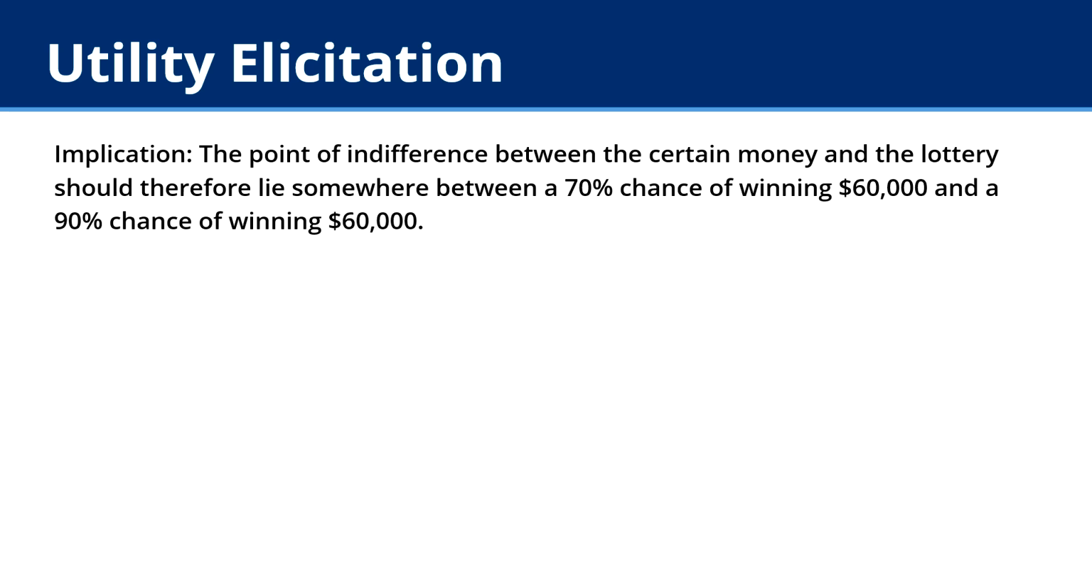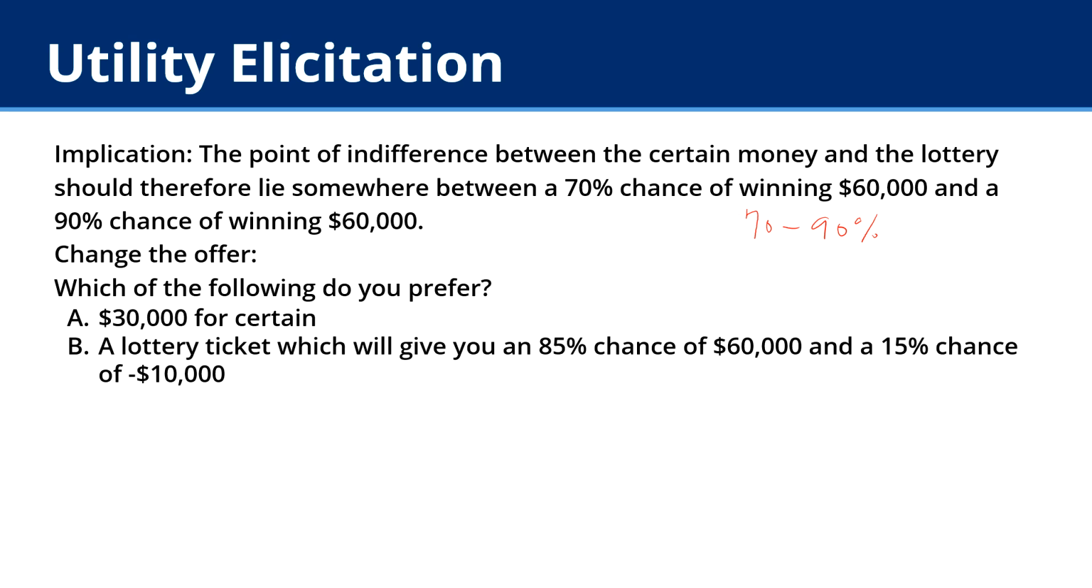We're going to continue our discussion with the decision maker. Based on the first two options, we know the decision maker is indifferent between winning $30,000 and a chance of winning $60,000, given that the odds are somewhere between 70 and 90%. So we're going to change the offer one more time.